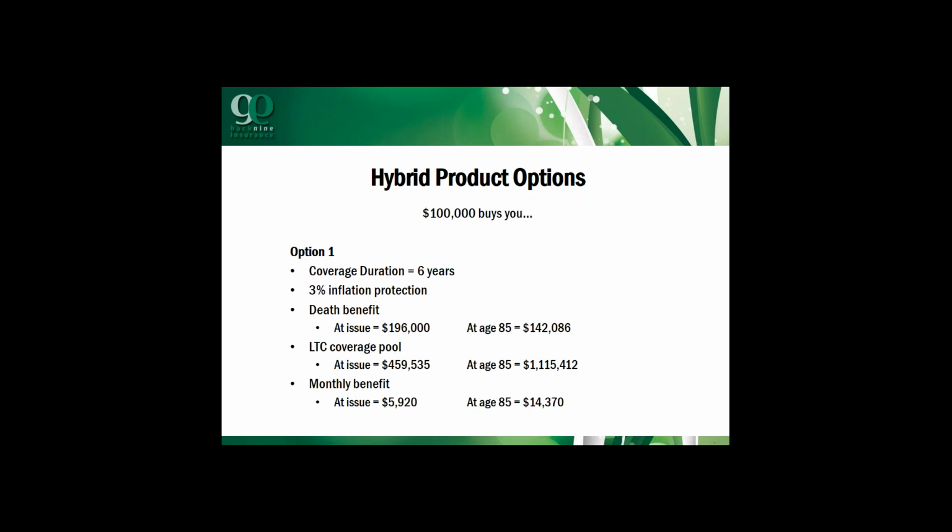Conversely, your long-term care pool is going to increase with that inflation protection. So the benefit pool will start at $460,000 and reach $1.1 million by age 85. The monthly benefit will start at just shy of $6,000 and be about $14,300 come age 85.